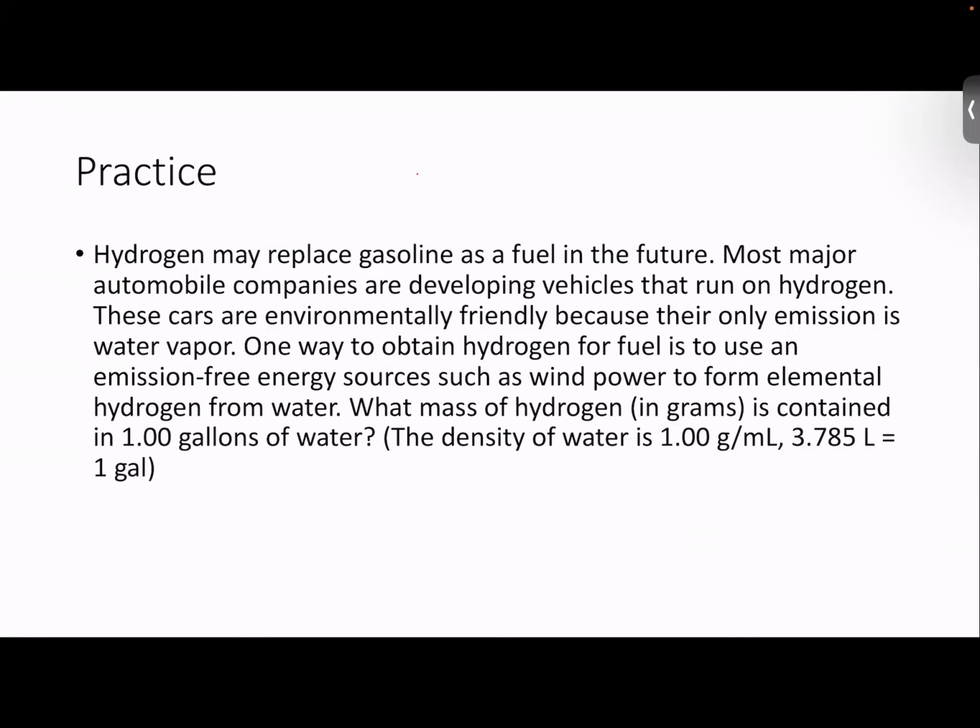So our compound that we're looking at is water, which is H2O. So we know there's 2 hydrogens for every 1 oxygen. Now let's break this down. We have been asked for the mass of hydrogen contained in 1 gallon of water. So we have 1.00 gallons of water, and we're wanting grams of hydrogen.